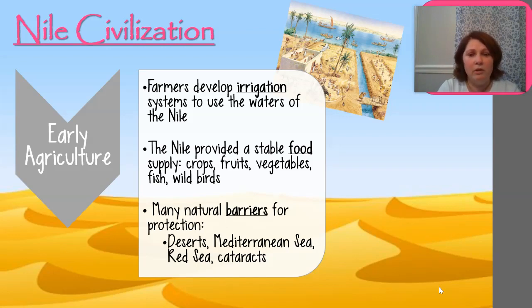So their surplus did not just include crops, it included other types of food that were because of the Nile. Now, the Nile is a freshwater river, and so there's going to be lots of fish in there, able to fish that out really easily. And it's also going to be the only source of water for quite many miles all the way around. And so the birds and animals are going to come there for that too. And so there's many natural barriers for protection.